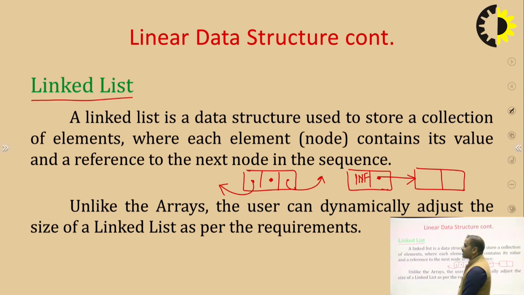A linked list is a collection of nodes, and each node is divided into different parts. Here we have to give the definition. A linked list is a data structure used to store a collection of elements, where each element is called a node. The data is represented as a node, which contains its value and a reference to the next node in the sequence. Unlike an array, the user can dynamically adjust the size of a linked list as per the requirement.